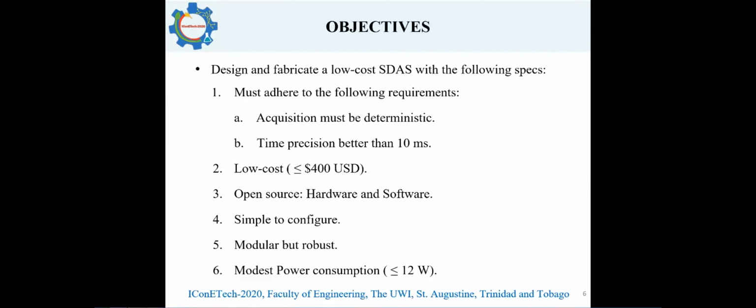So there are many objectives related to this project, however, these 6 are some of the main ones. Design and fabricate a low-cost SDAS to meet the following specs. Acquisition must be deterministic, time precision better than 10 milliseconds, low cost, less than around 400 USD, open source hardware and software, simple to configure, modular and robust, and modest power consumption. Some of these objectives were compiled while doing a literature review.